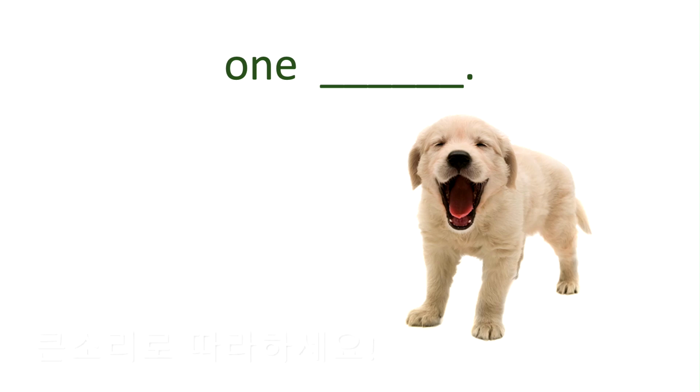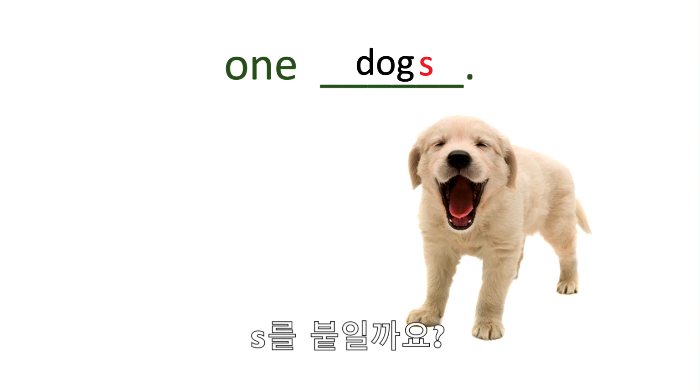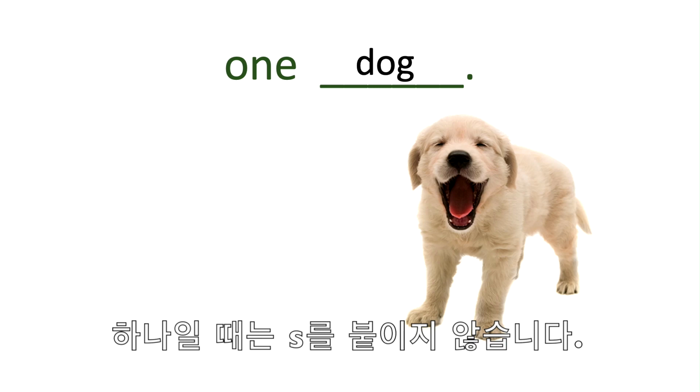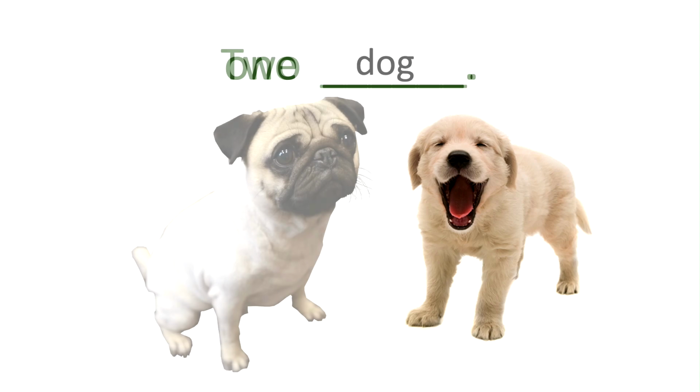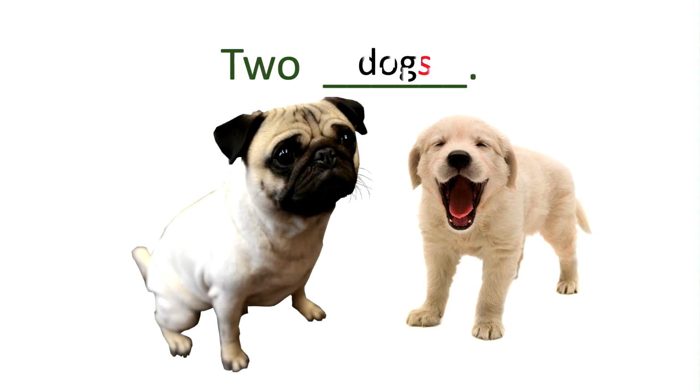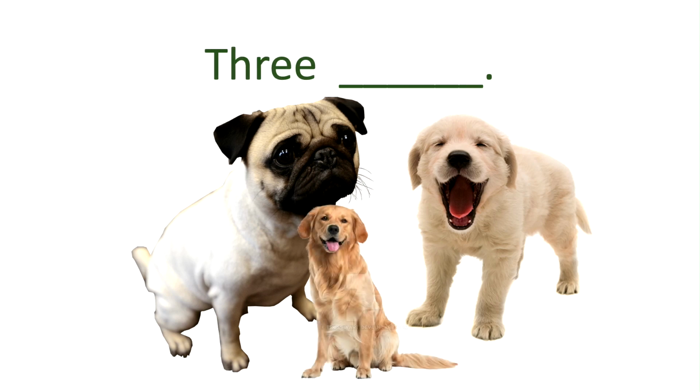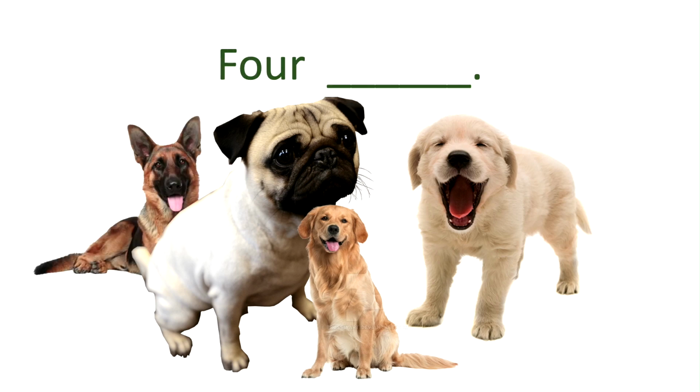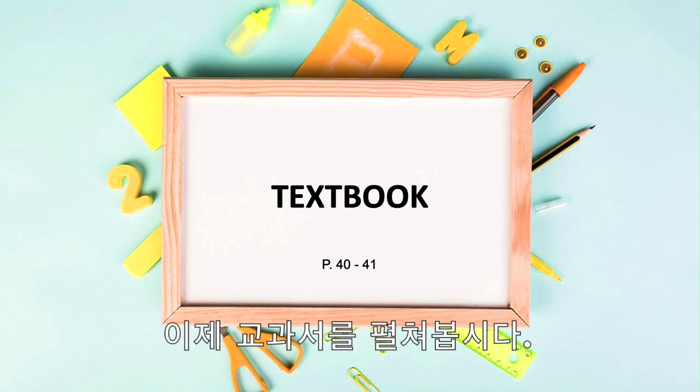1 dog. Dogs? No, there's no S. If there's only one, then there's no S, remember. 2 dogs. 3 dogs. 4 dogs. Okay, now let's go to our textbook.